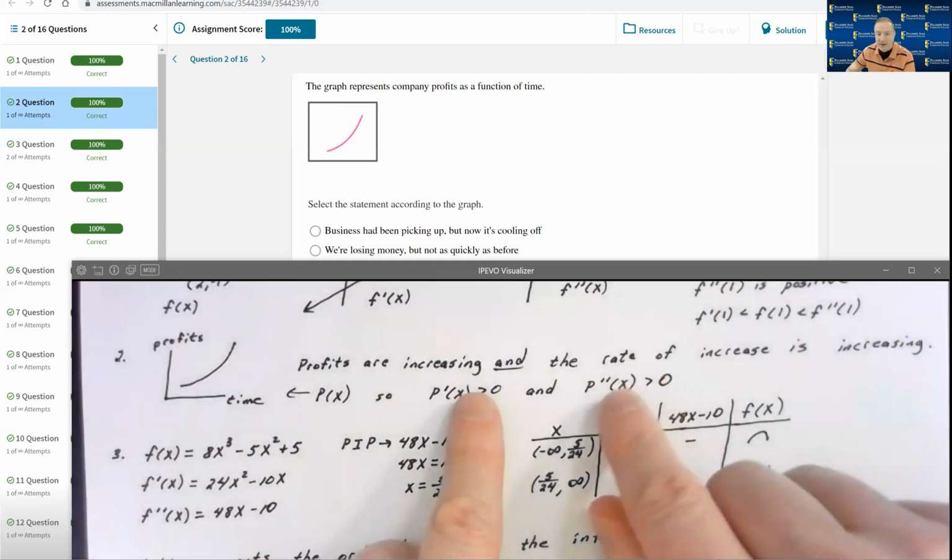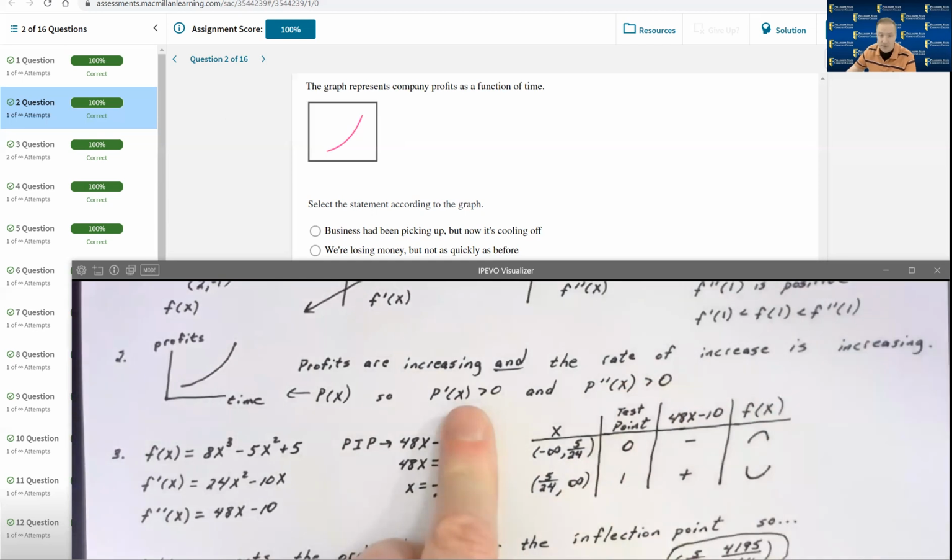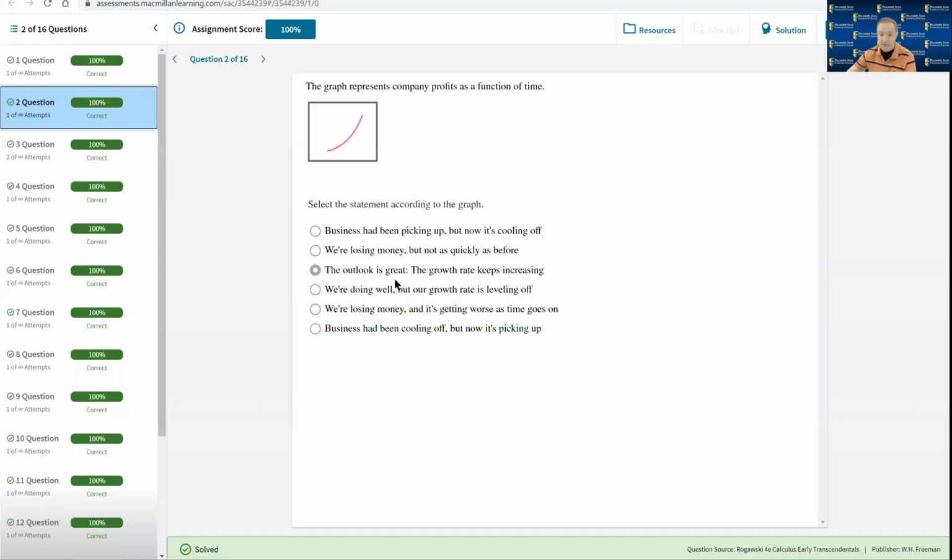So I know that my first and second derivative are equal to 0. It just became a matter of trying to figure out which of these wordings fit that scenario. And really by process of elimination, I knew which ones it couldn't be. So the first one, business has been picking up, okay, but now it's cooling off. No, that makes no sense whatsoever. We're losing money. No, they're not. We're doing well. Okay, but our growth rate is leveling off.